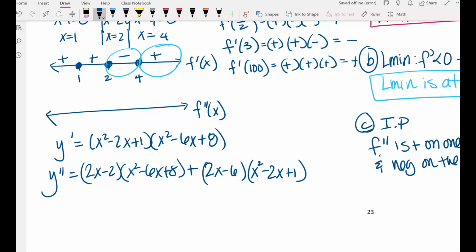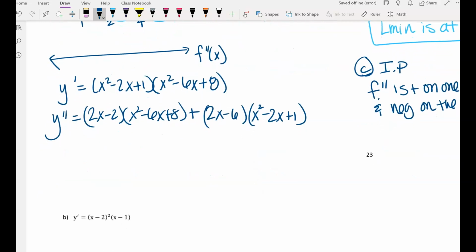So from here, we are going to FOIL and then combine like terms. Now, I did all the basic math on my paper already. You guys should try to practice to see if you come up with the same answer. After all the basic math, I get 4x to the third minus 24x squared plus 42x minus 22. And I'm going to set it equal to 0.